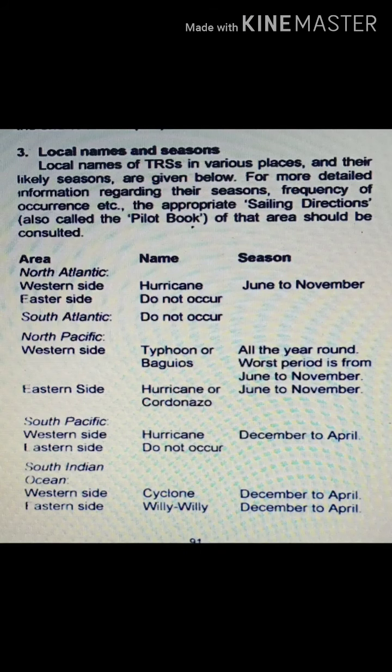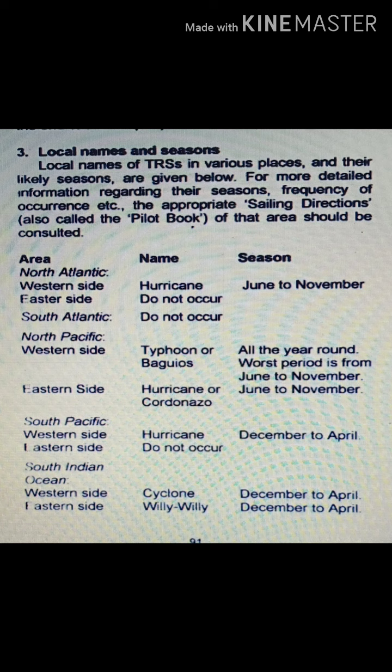Well guys, local names and seasons. These are the local names of a TRS in various places, as you are seeing on the screen. In the North Atlantic, on the western side, it is known as a hurricane, and it occurs between June and November. On the eastern side there are almost no hurricanes, no tropical revolving storms. In the South Atlantic they do not occur.